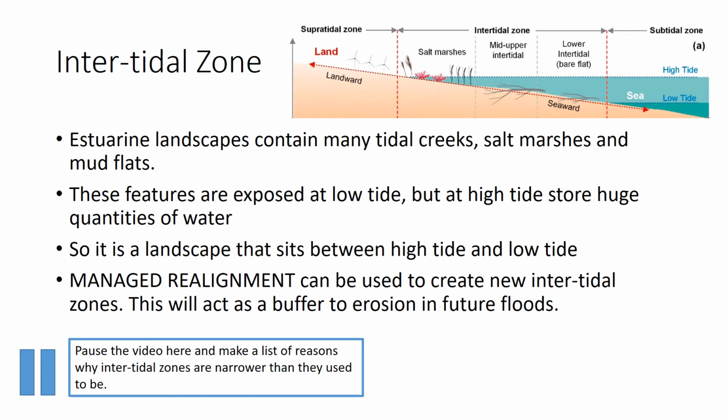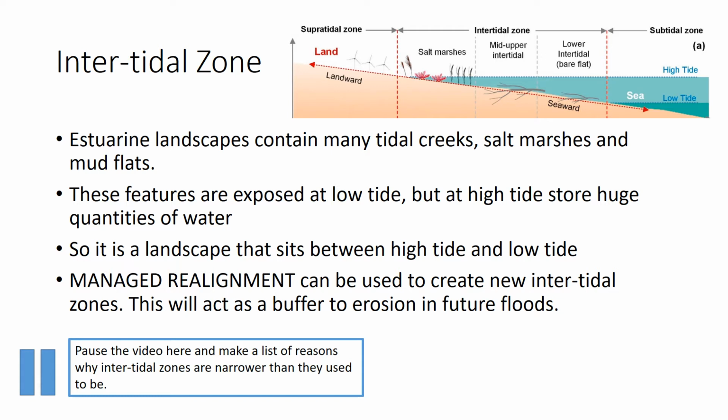Intertidal zones are important estuarine landscapes. They contain many tidal creeks, salt marshes and mud banks. They are intertidal because these landscapes are exposed at low tide, but at high tide they can store huge quantities of water. So this is the intertidal zone, and it acts as a natural buffer during storms, soaking up wave energy during a storm surge before the waves can reach more valuable land further inland. So there is a real need for managed realignment of these areas.